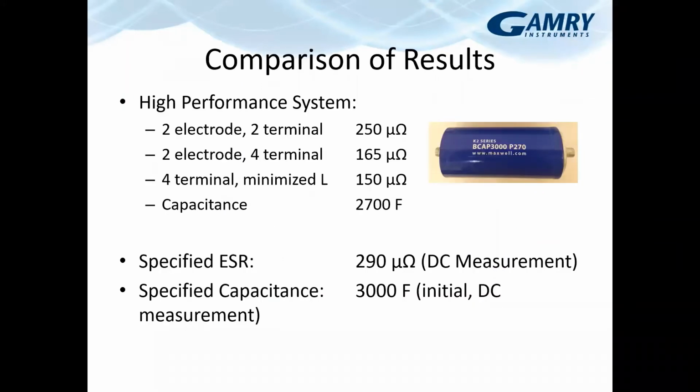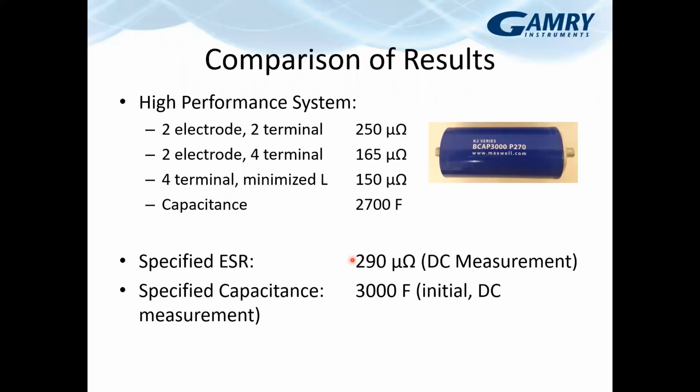Quick comparison of those results. The high performance system, the system that was used to make that measurement, is the best one for making low impedance measurements. When we did a bad test, we got about 250 microohms. When we switched to 4-terminal, that dropped down to about 165. And with 4-terminal and minimized inductance, we got down to about 150. So 150 microohms, roughly, for the ESR of this capacitor with a capacitance of 2,700 farads. The specified ESR is 290 microohms and 3 kilofarads.